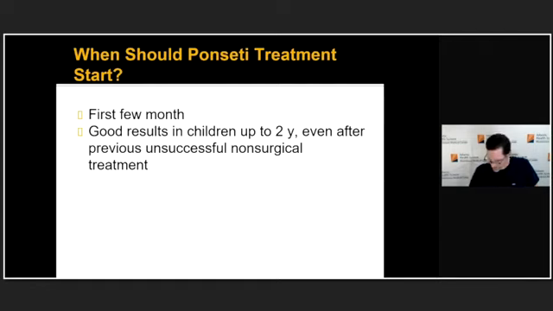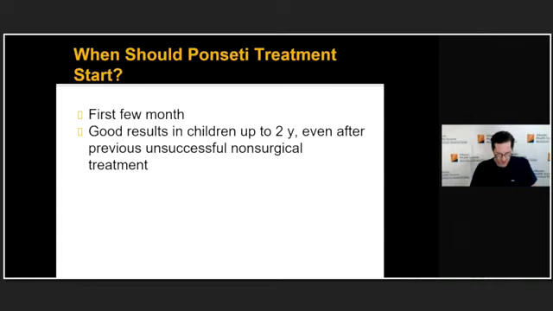How about when should we start the Ponseti treatment? When should we start casting? Ponseti showed, and multiple investigators have showed, that you have a couple of months. Certainly, we don't wait a few months. We start as soon as the patient presents. You don't have to start in the newborn nursery.